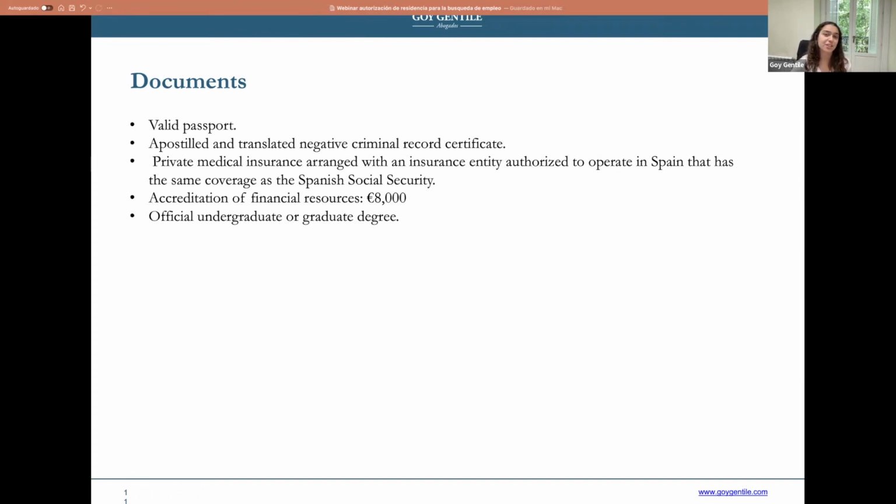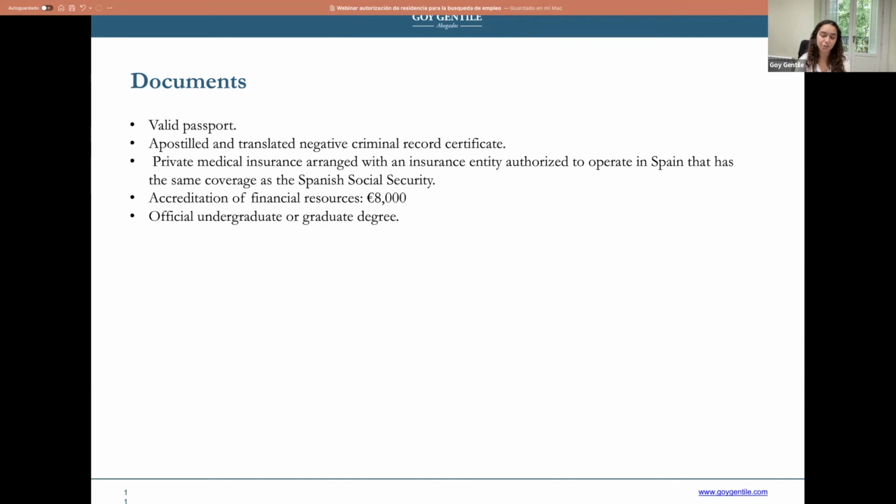So as I mentioned, one of the main requisites or requirements for this type of permit is related to the level of study. So for this, we will have to submit our title for this application. And I would like to remind you that all of the documents, as for any other process before the public administration, shall be submitted in Spanish language.